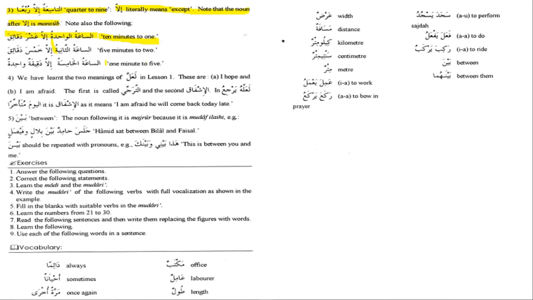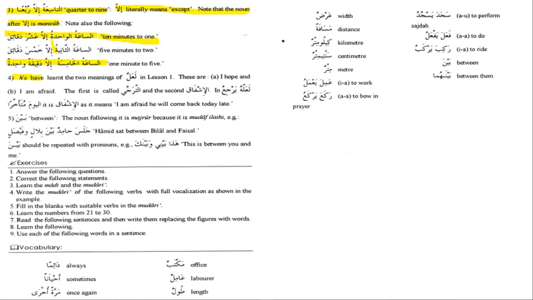1 minute to 5. As-sa'atu al-khamisatu illa daqiqatan wahidatan, 1 minute to 5. Daqiqatan, 1 minute, and then wahidatan, 1 minute. We have learned that, I think you should note that what comes after illa is always mansub. It's important. We'll learn more about illa in book 3, inshallah.